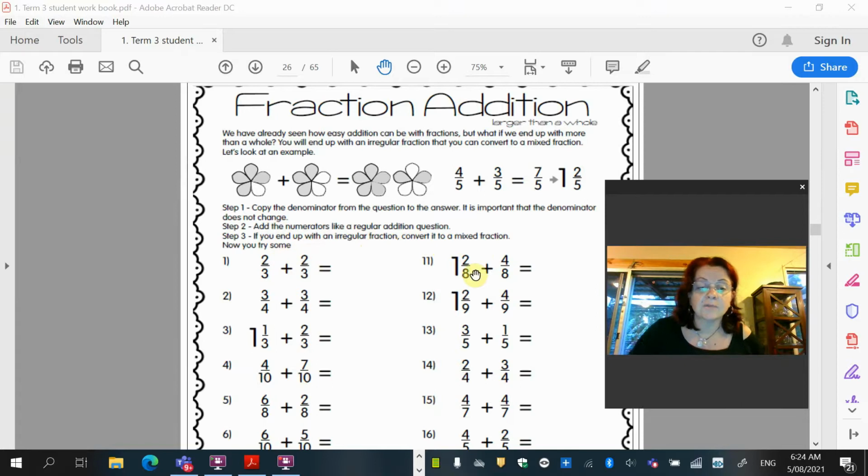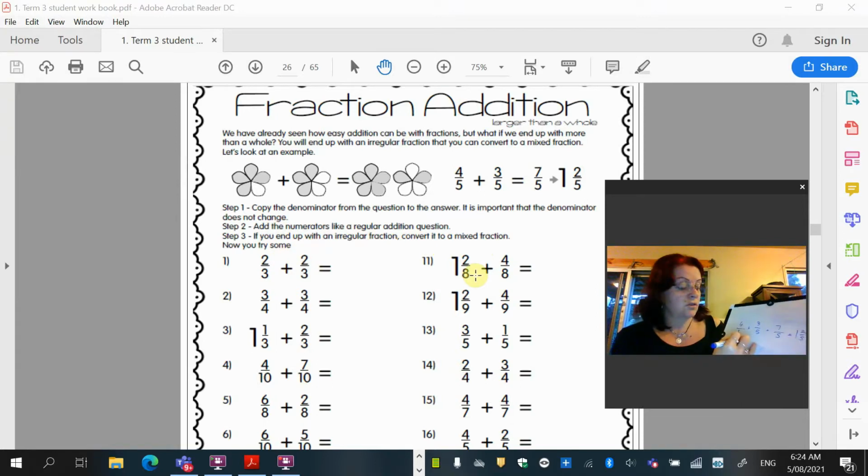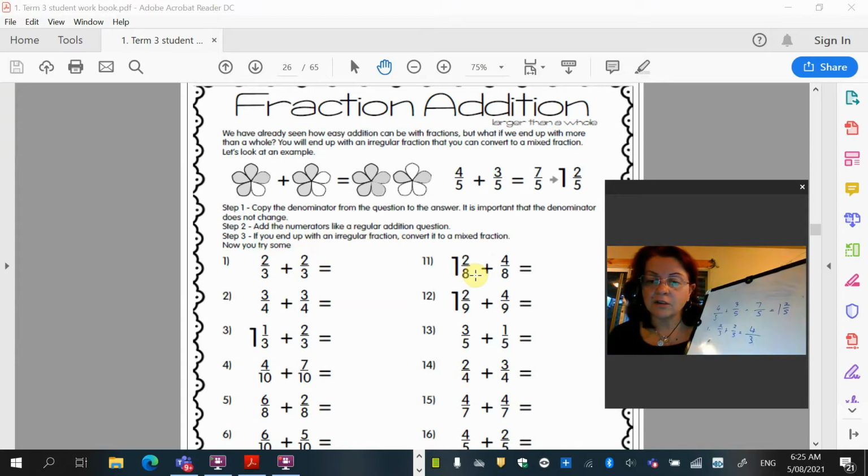Now you try some. Okay, so number 1, 2/3 plus 2/3. Well, we use the same denominator, 3, and 2 plus 2 is 4. That's an improper fraction, 4/3.